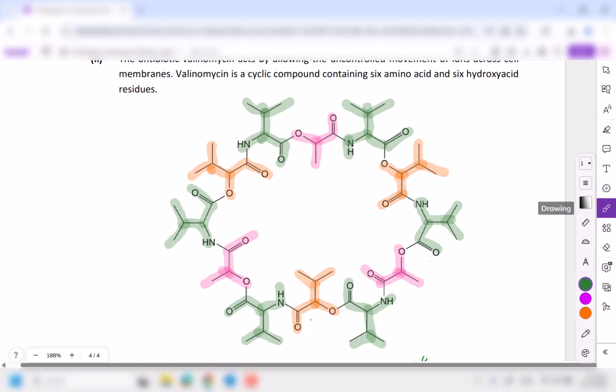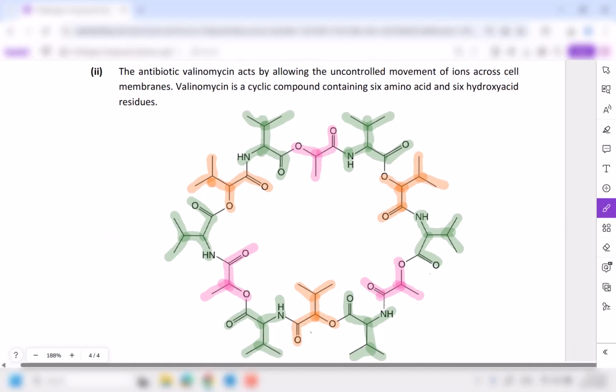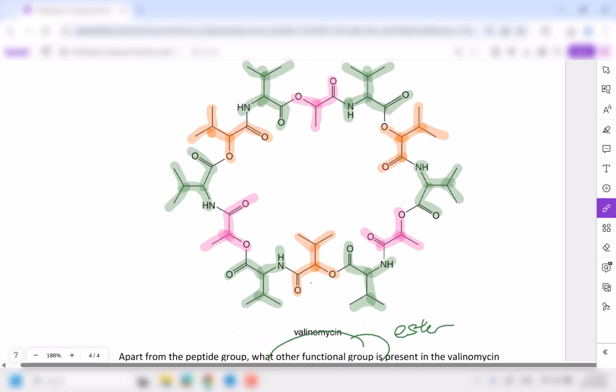Alright, so now you can see it's made out of 6 amino acids. The ones in green are the amino acids, and the ones in orange and pink are the hydroxy acids. These are the hydroxy acid residues and the amino acid residues.